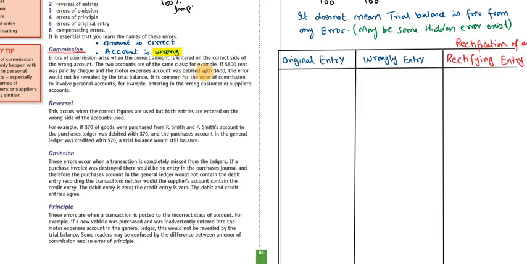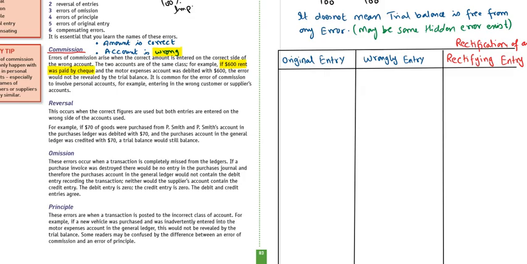For example, here is an example. If $600 rent was paid by check and the motor expense account was debited with 600, the error would not be revealed by the trial balance. It is common for the error of commission. So what is the right entry? The right entry is, if 600 rent was paid by check.